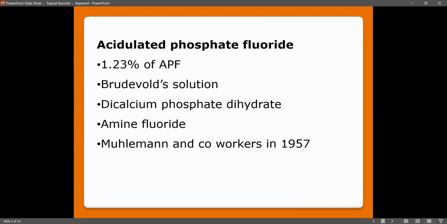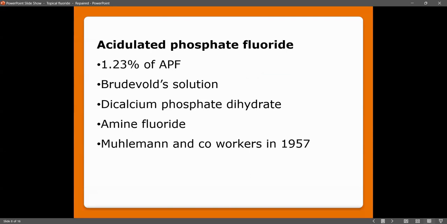Now, next going on to acidulated phosphate fluoride. Here, 1.23% APF gel is used. That is 12,300 ppm fluoride. Here the solution name is Brudevold solution. Dicalcium phosphate dihydrate is the end product.